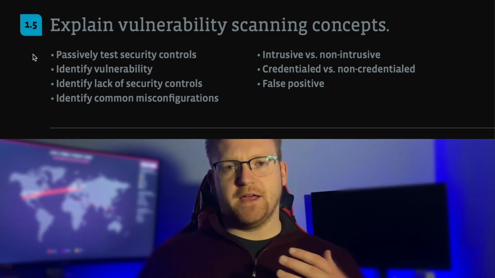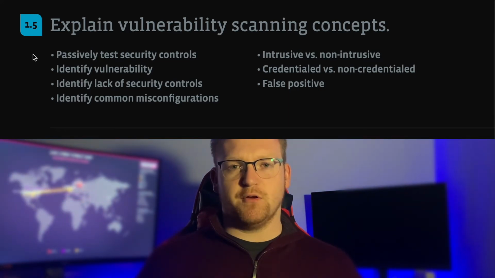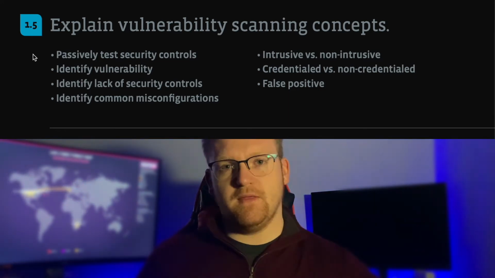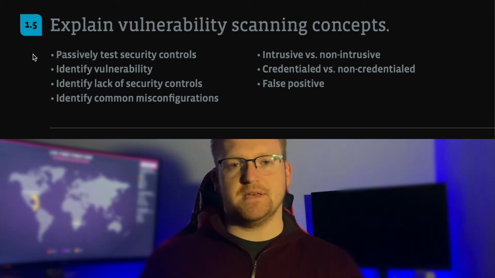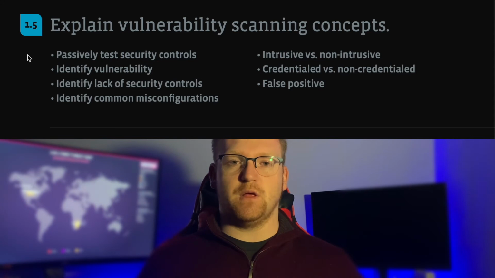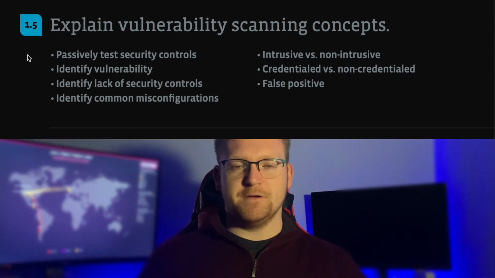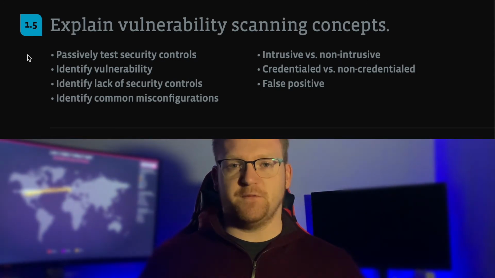Next would be identify common misconfiguration. Now, there are lots of misconfigurations out there in the world that are quite common, and that's one of the reasons why attackers are able to exploit them, because they're common. And so obviously you want to make sure that you're not falling into those pitfalls. If you're a network admin, you want to make sure that you are configuring devices following best practices both for efficiency and security. And if you are doing a vulnerability scan and you find a common misconfiguration, that's something you should report as well.